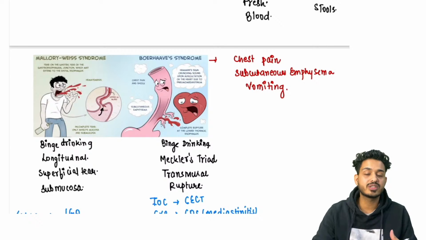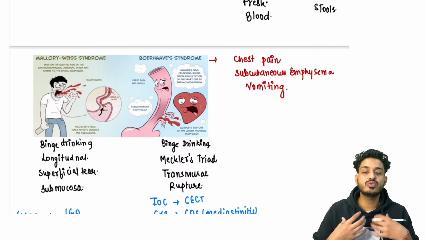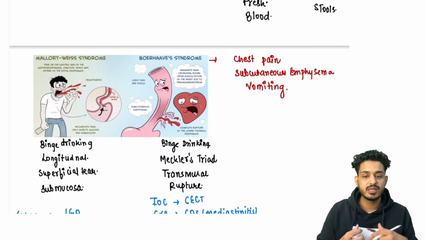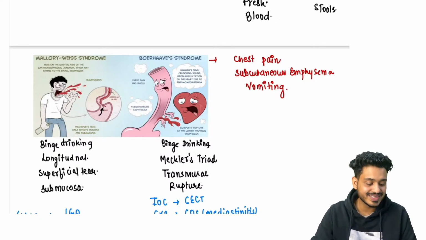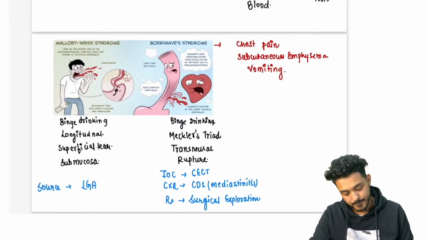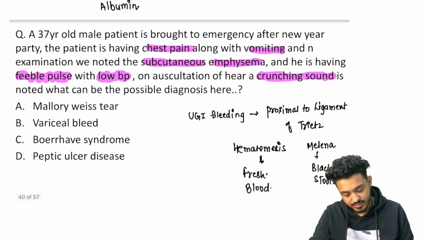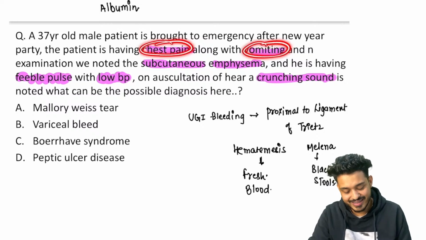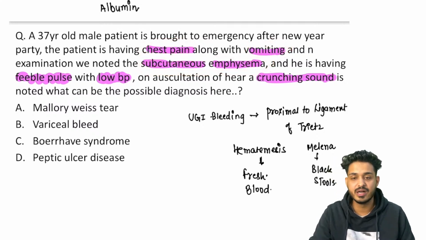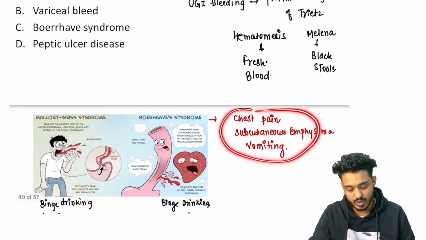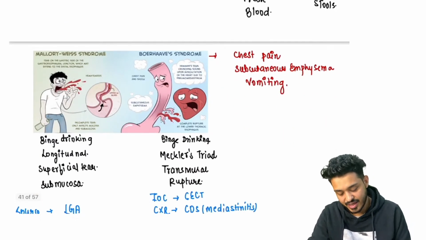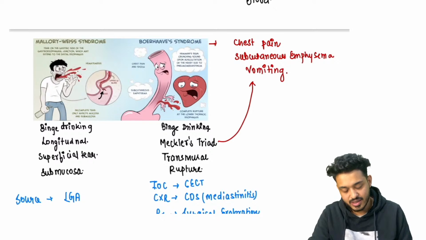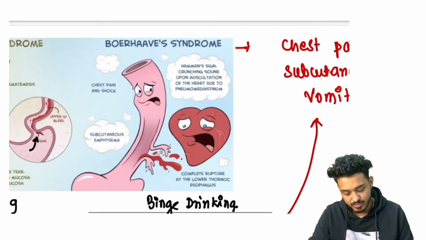Retching. What is the meaning of retching? That means he wants to vomit but nothing is coming. He is having nausea, he wants to vomit but nothing is coming. That is known as a retching episode, right? So in the question we already have the symptoms. This is your chest pain, this is your vomiting, and this is your subcutaneous emphysema, right? All these are signs of macular striate. So this is going to be in favor of Boerhaave syndrome.